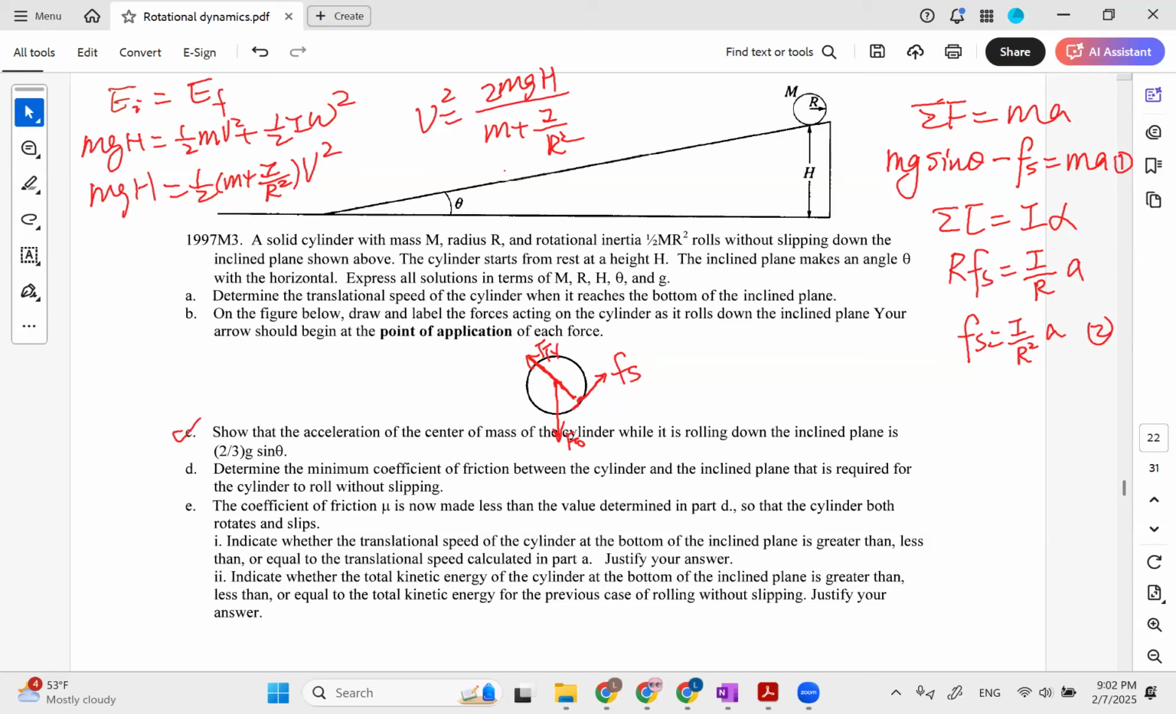You're done, right? Yeah. So you use equation 1 plus equation 2. You will get mg sine theta equals m plus I over r squared times a. So your a is mg sine theta divided by m plus I over r squared.